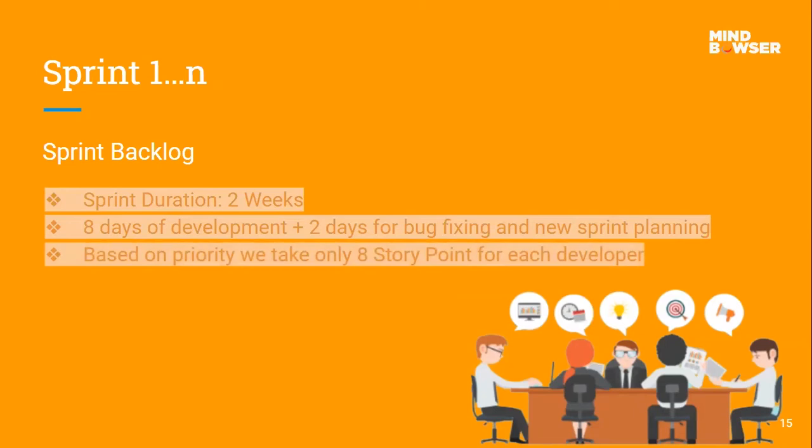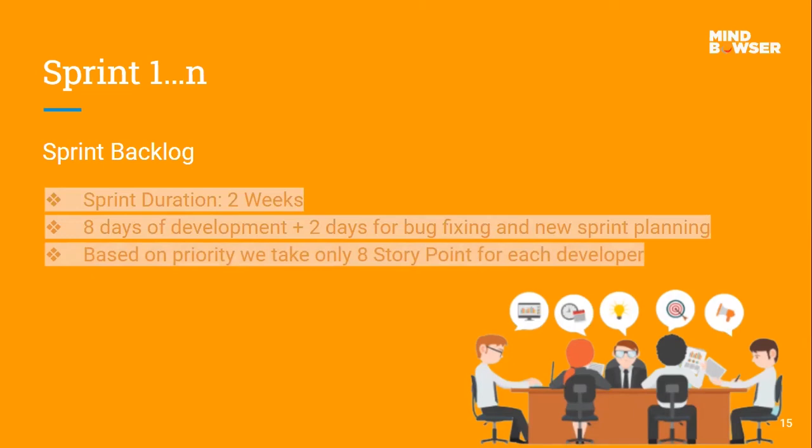Now, how do we decide what should come into the 2 weeks? Based on priority, we only take 8 story points for each developer. As we discussed, 1 story point is equal to 8 hours. So for every developer, we take 64 hours of work only, and that is the only sprint item we take in.